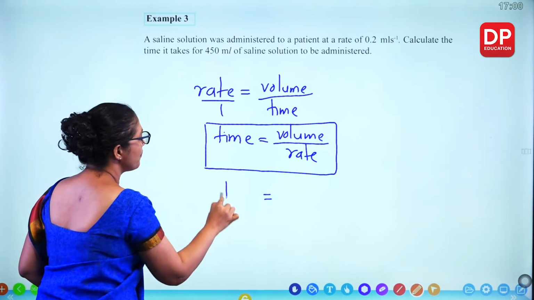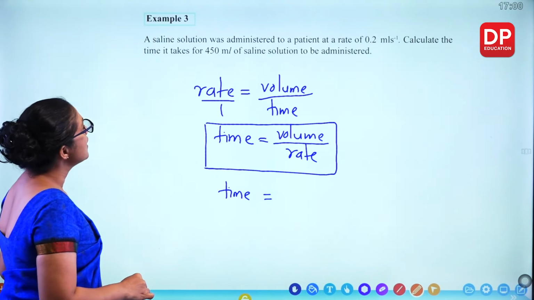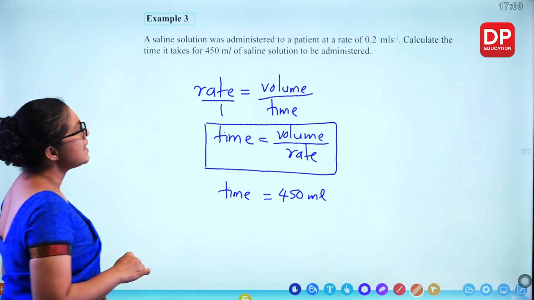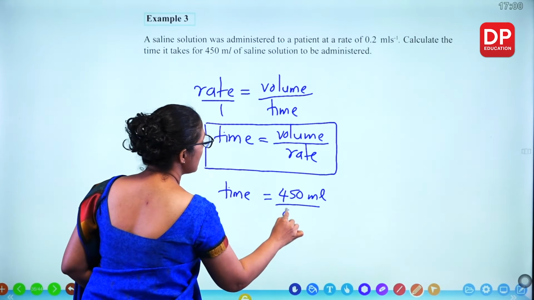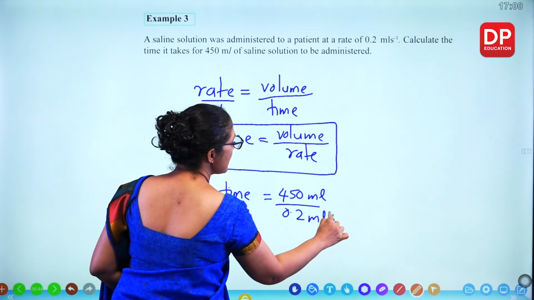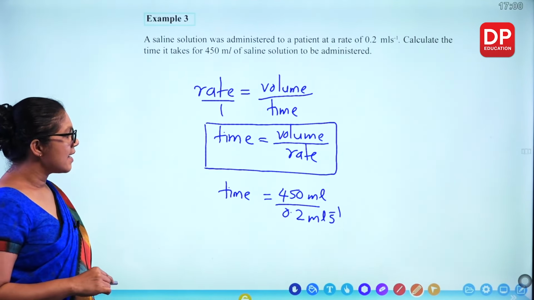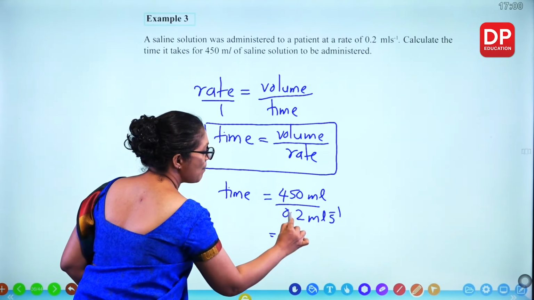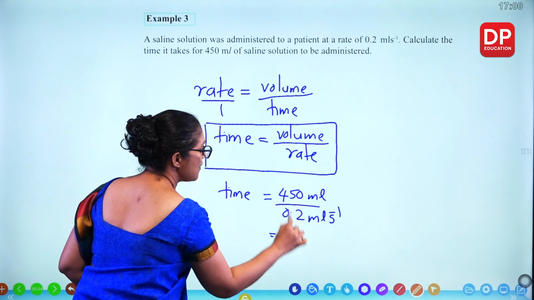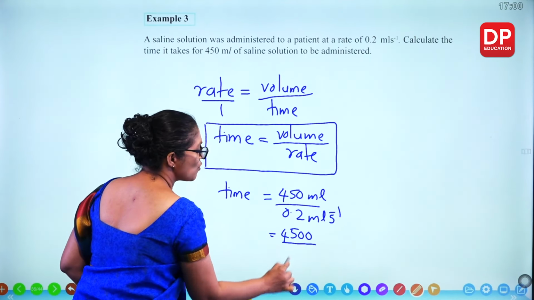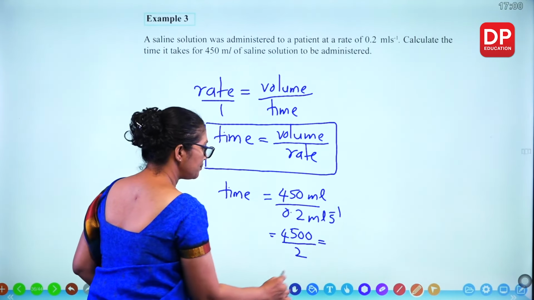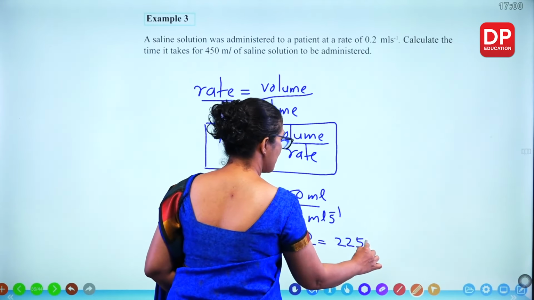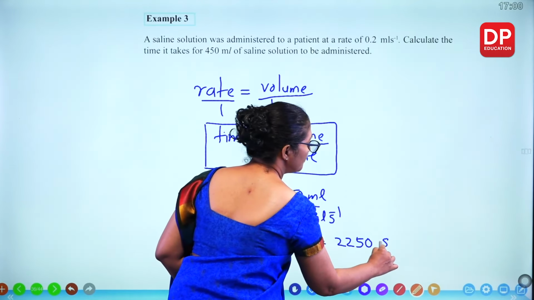We know volume is 450 milliliters and the rate is given as 0.2 milliliters per second. So we can find the answer in seconds. So you can multiply by 10 here. So that means multiply the numerator also by 10. 4,500 divided by 2. When you simplify, you get 2250 seconds.